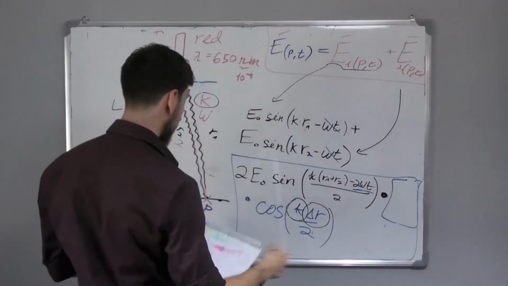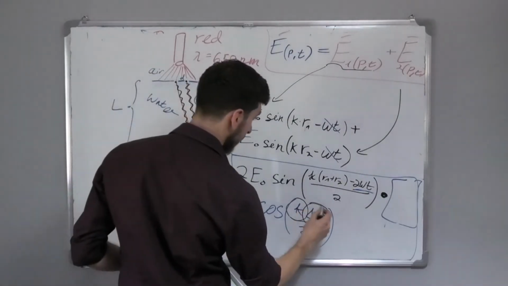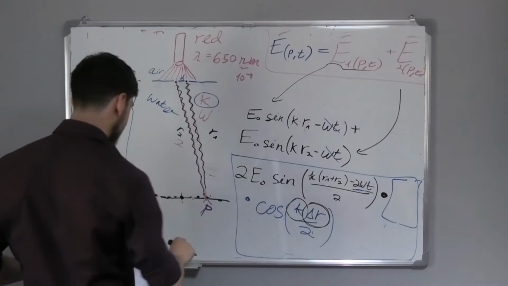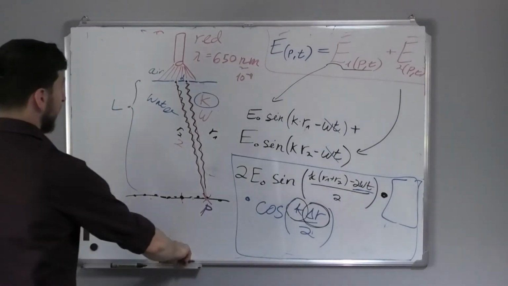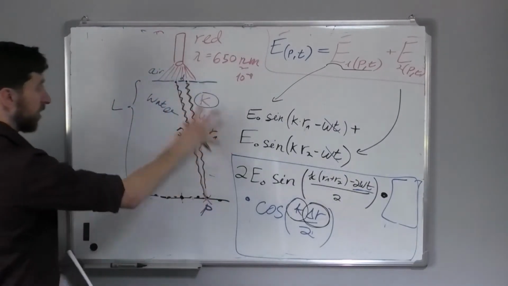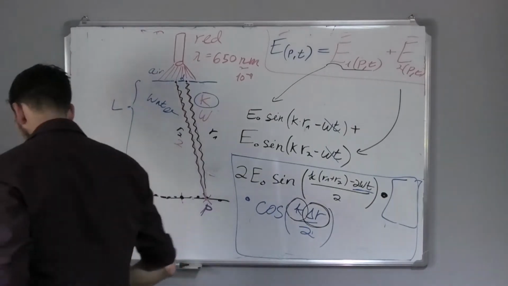So let's find this delta R. Let's see what it is. So what is delta R? I want to draw this one, and let's try to do it here.